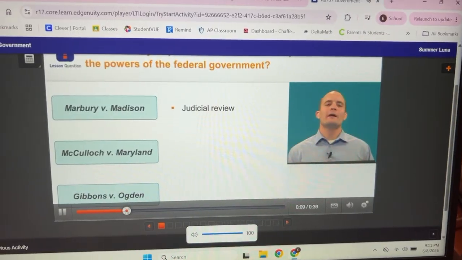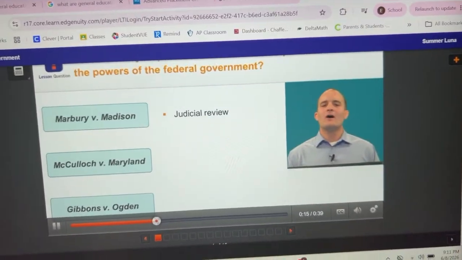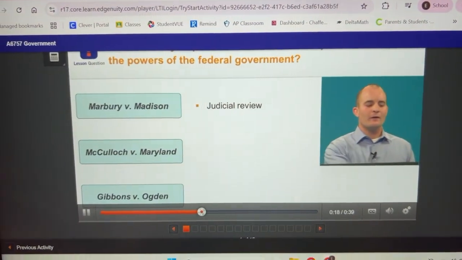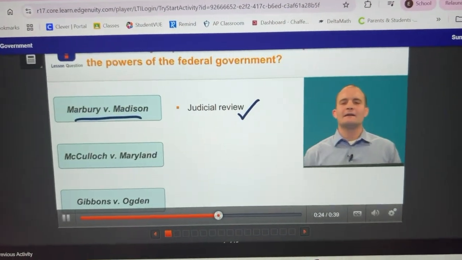Cases, laws were created in states that contradicted the Constitution. And we're going to see what the results of these three cases were. But we're going to start with Marbury versus Madison, and we're going to see how that Supreme Court case established the practice of judicial review.